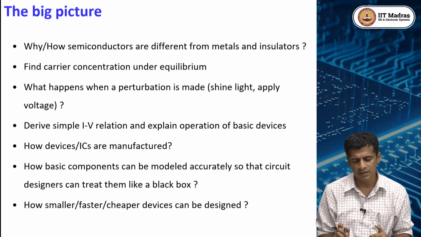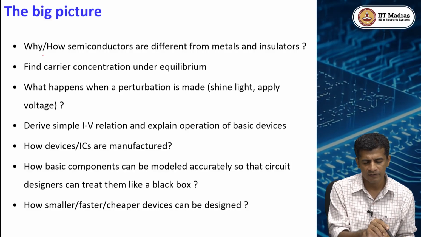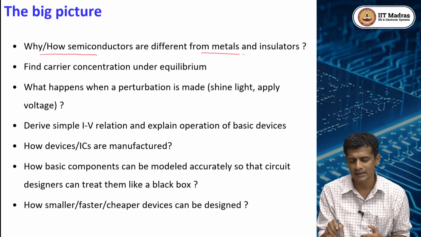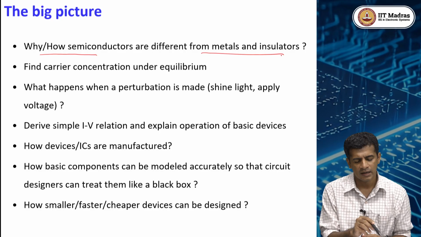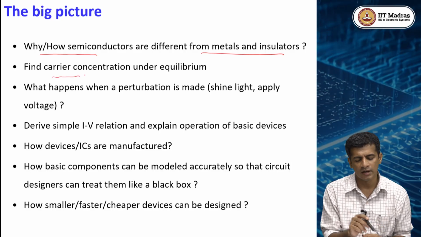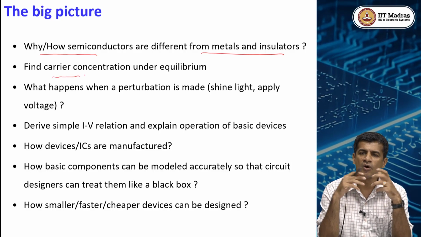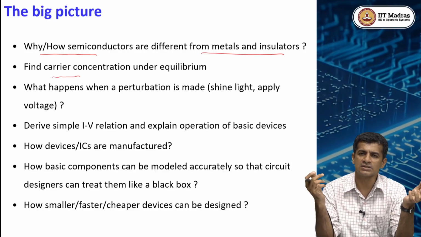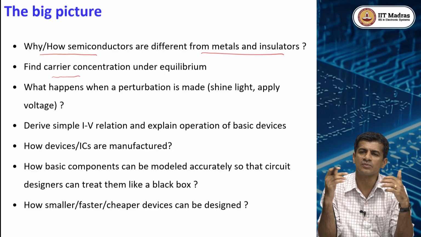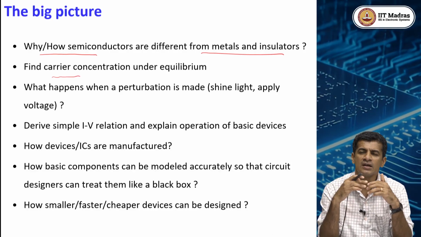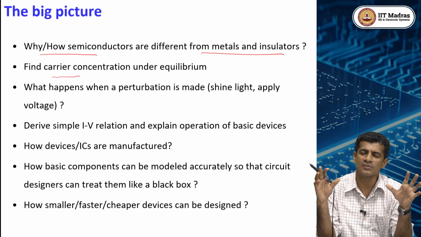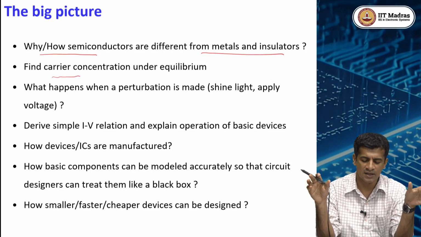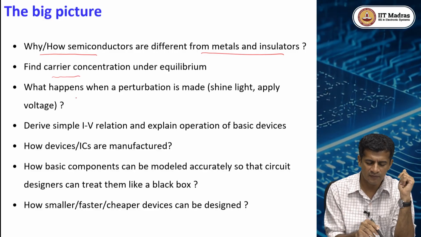So this is the big picture. We will see first how and why semiconductors are different from metals and insulators. Then, if you want to know about semiconductors, you have to decide how to find the electron concentration in semiconductors. First we discuss equilibrium. Equilibrium means you don't apply a voltage or current; it is under thermodynamic equilibrium with its surroundings. Then we relax this condition.